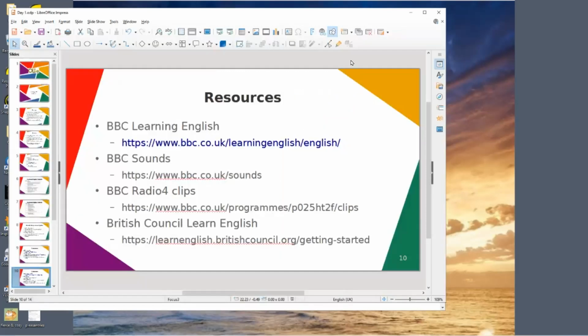Oh, Radio 4 clips. BBC Sounds is free. It's an app. You can put it on your phone and use it anywhere. And there are short clips and long programs.